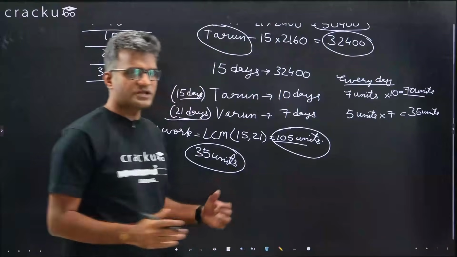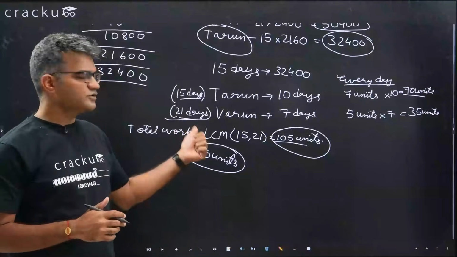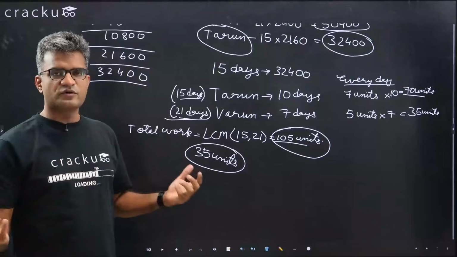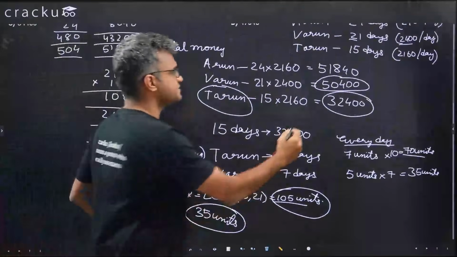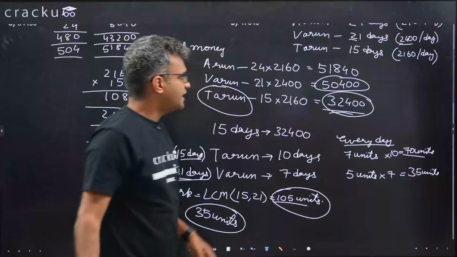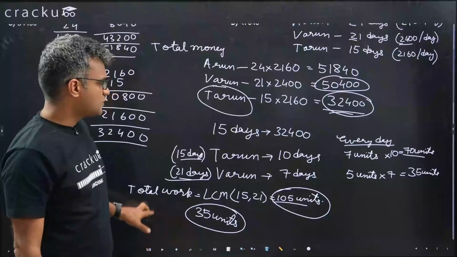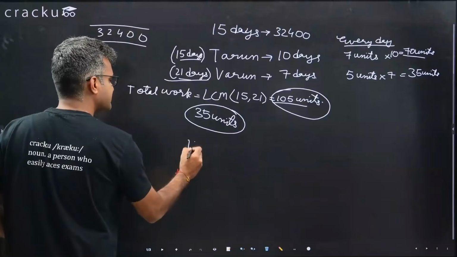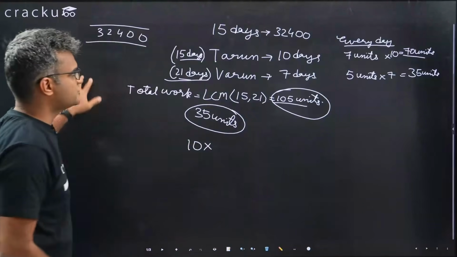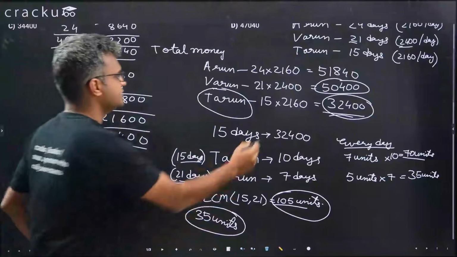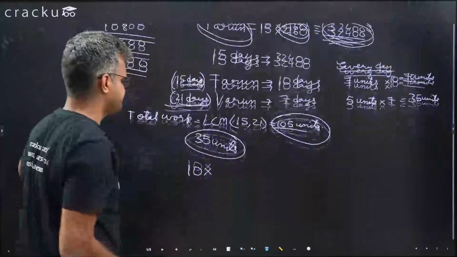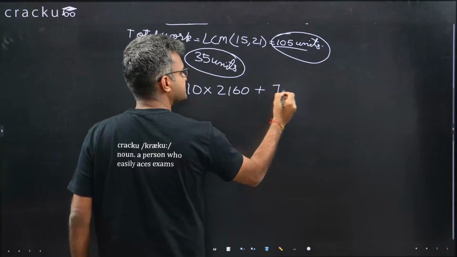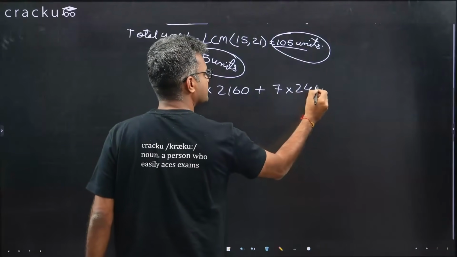So to finish the total job in 10 days, we want Varun to work for 7 days and we want Tarun to work for 10 days. Why do we want Tarun to work for 10 days? Because Tarun is the cheapest and Varun is the second cheapest. So the total money that we will spend is 10 days into how much money is Tarun charging every day? Tarun is charging 2160 every day. Plus 7 days which Varun works and every day Varun is charging 2400.